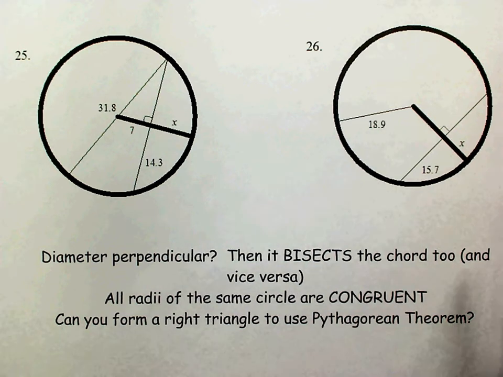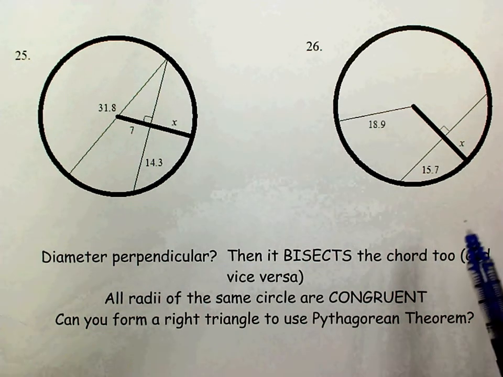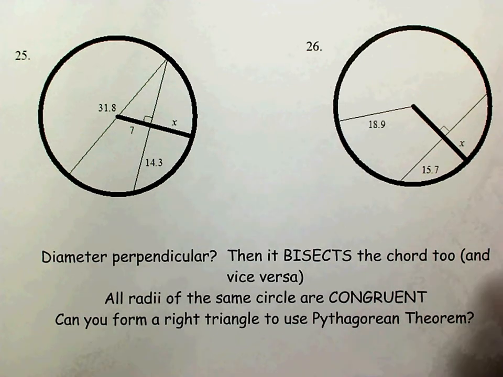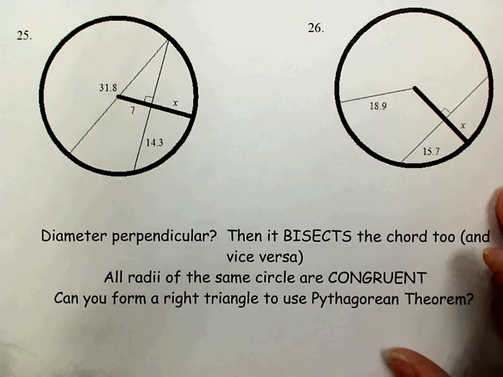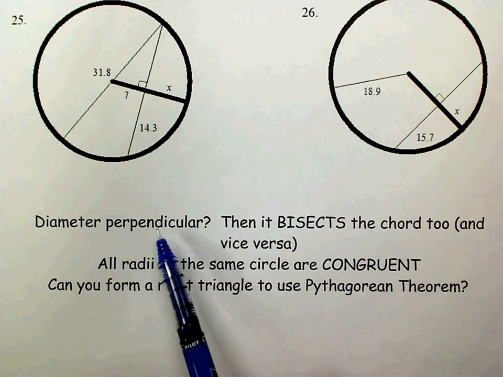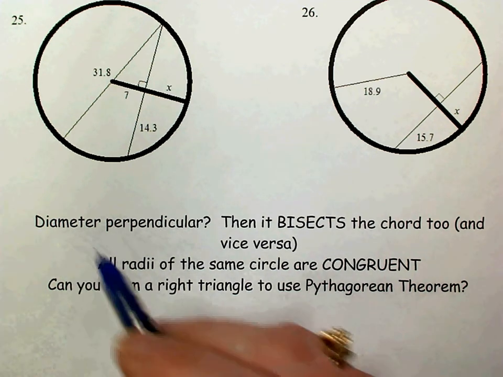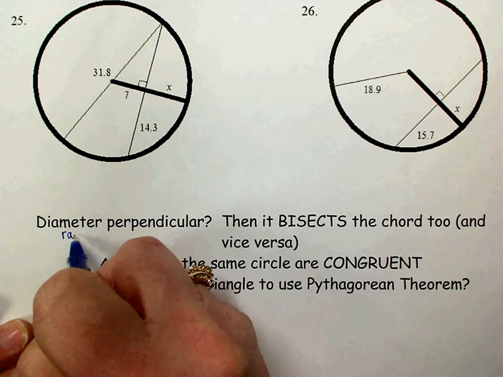Okay, on 25 and 26, you're just asked to find the value of x. And so that requires you to remember some of the theorems that we've learned recently. So one of those says that if you have a diameter that is perpendicular to a chord, now you won't always have the whole diameter. Remember, you might just have part of it, which is a radius.